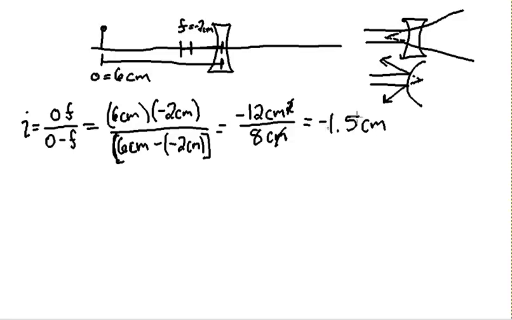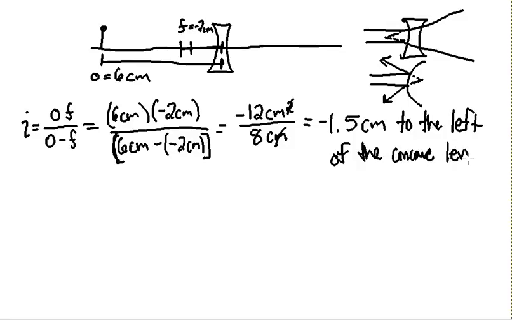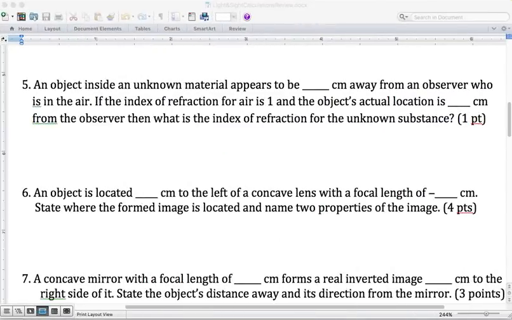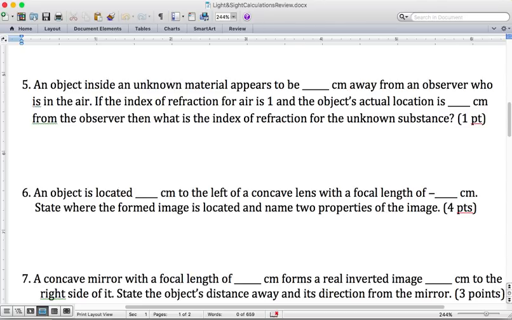So this -1.5 is only 2 out of 3 of the points. The other one is you need to say in which direction. Well, if our object is on the left and we have a negative focal length, when you're talking about lenses, that means it's on the same side, whereas if you were talking about mirrors, it would be on the opposite side. So -1.5 centimeters to the left of the concave lens, which is the same exact side as the object. Let me double check that and make sure. To the left of the lens.